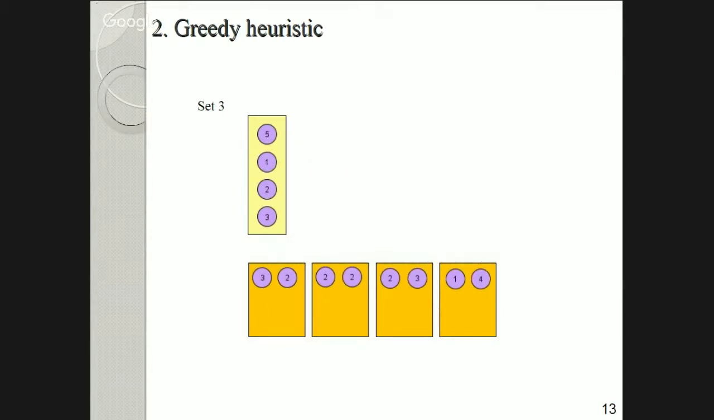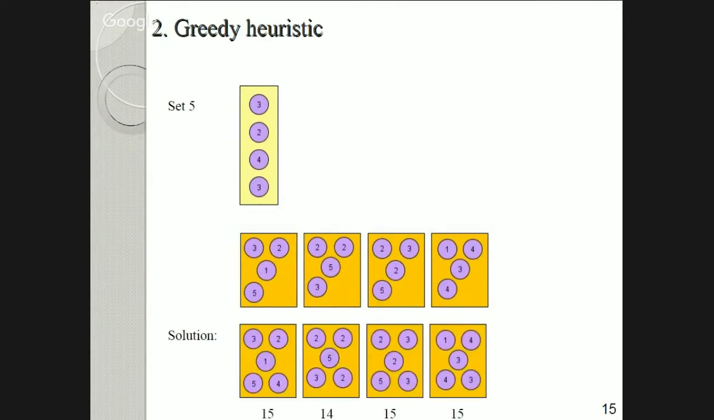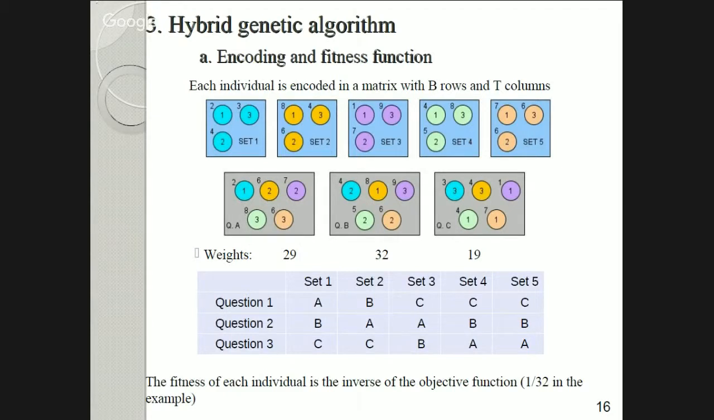And we keep doing this for every set until we get the final solution, which you can't see, but it is an optimal solution because the weights are 15, 14, 15, 15. So as I said, different orderings of the sets may give me different solutions, so it's a good idea to try with different orderings. Now let's go for something a little more complicated and bound to give us a better solution. A hybrid genetic algorithm that uses an optimization subproblem.